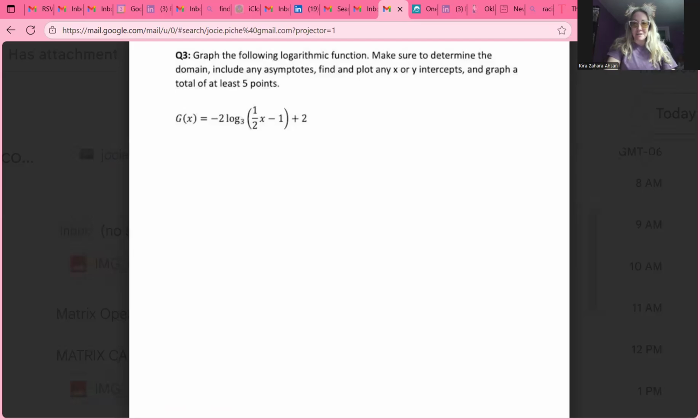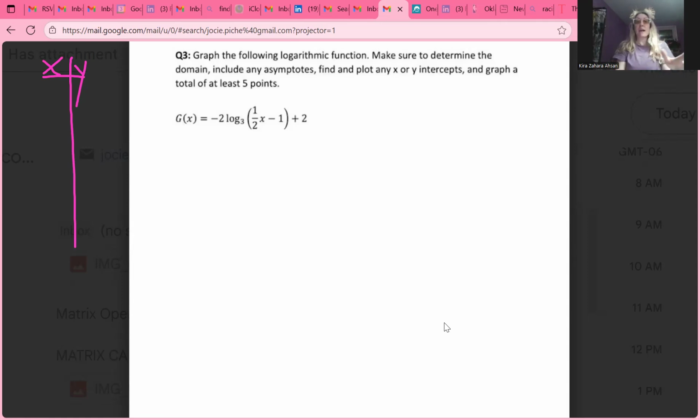All right, so you see that the teacher wants her to graph the following logarithmic function, make sure to determine the domain, include any asymptotes, find and plot any y or x intercepts, and graph a total of at least 5 points. So, whenever you have a problem where you're going to graph something or have to find points, what I recommended to my student is to go to the top left-hand corner of your paper and make a chart where you plot x, y. And that way, all the work you're doing in the middle, the whole time you're keeping track of something very important, which is the points that you're choosing.